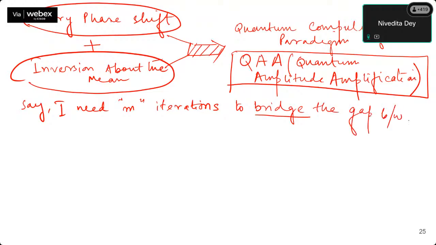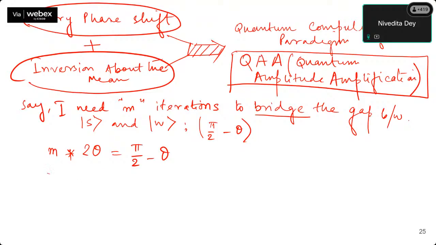between my S and W, which was what? The angle between S and W, as per the geometric interpretation, was pi by 2 minus theta. Now say I need m number of iterations to finally match this angle exactly, with each iteration making some angle. So one iteration will make 2 theta. I will be making m such iterations. That means m into 2 theta. This should exactly match with pi by 2 minus theta.